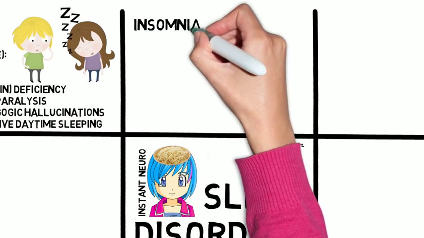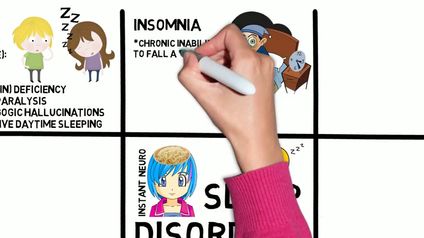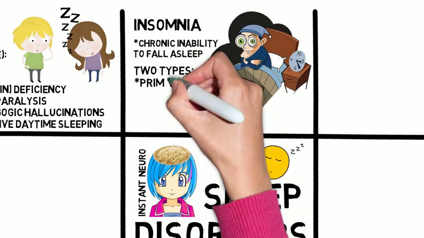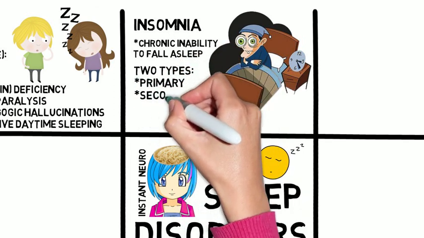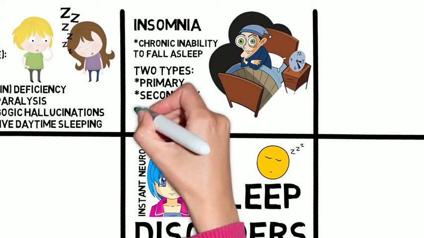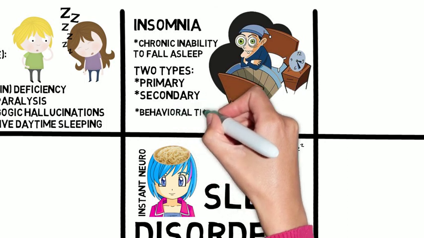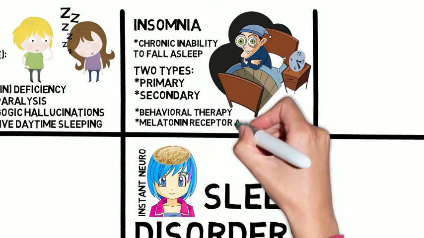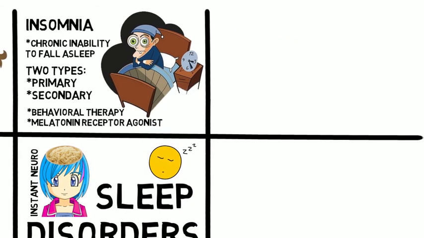Insomnia is characterized by a chronic inability to fall asleep. Primary insomnia involves an abnormality in the sleep mechanism, with no signs of a psychological or medical problem that could explain the disorder. Secondary insomnia is associated with a psychological or medical problem, such as pain or alcohol or drug abuse, and is usually of short duration. Behavioral therapy is the first choice of treatment. Drug therapy includes a melatonin receptor agonist.